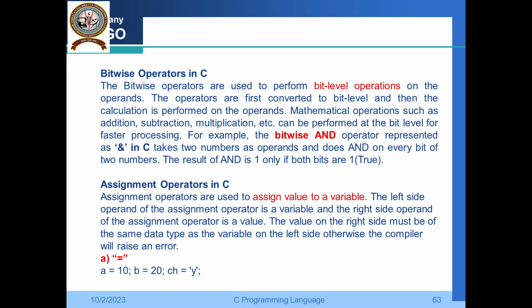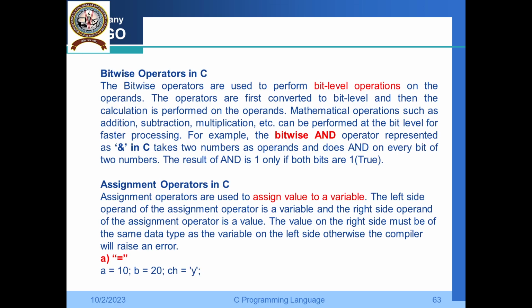Similarly, we have the bitwise operators in C. The bitwise operators are used to perform bit level operations on the operands. So first we convert them to bit level, and then the calculation is performed on the operands. It is just like changing the bits. For example, in bitwise and, if both are 1 and 1, then the output is 1. The other cases work similarly, with two numbers as operands.